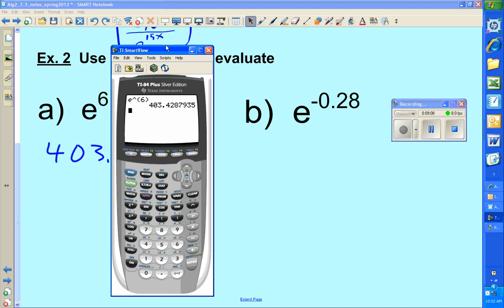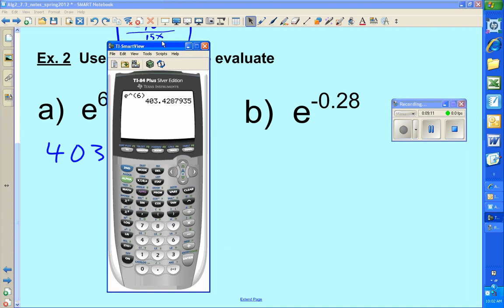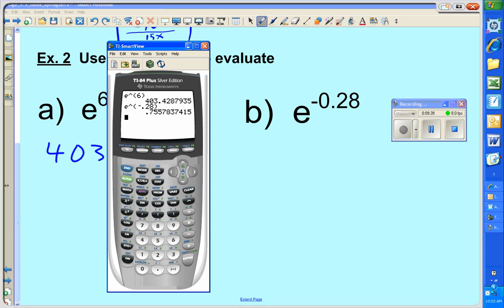Everybody good with the first one? The second question is e to the negative 0.28. Be careful that you don't use a minus there, that you're using a negative. And again, this is all dependent upon your calculator. E to the negative 0.28. And we're going to round to the 3rd decimal place. Looking 1 to the right of there is going to give you 0.756. Everybody good on those two?